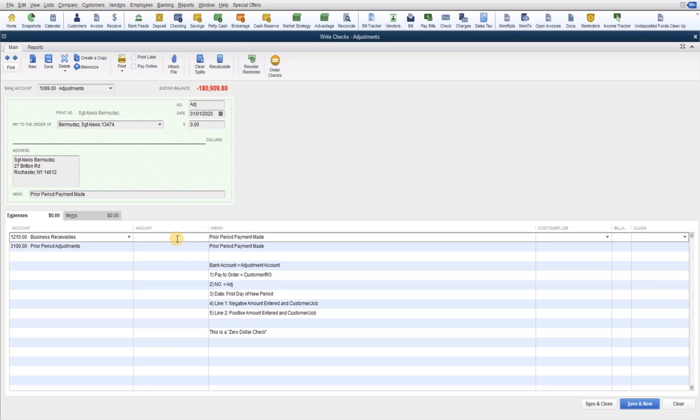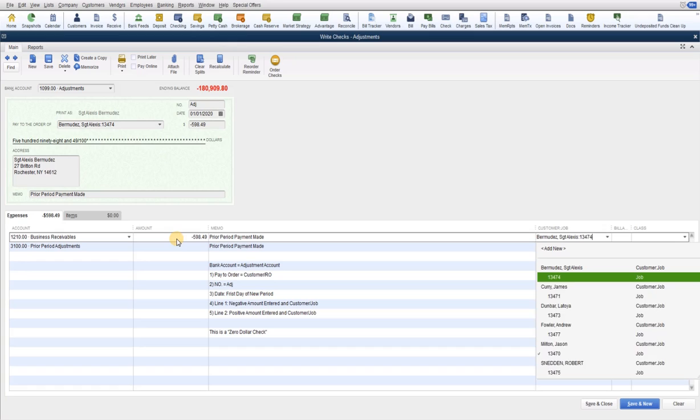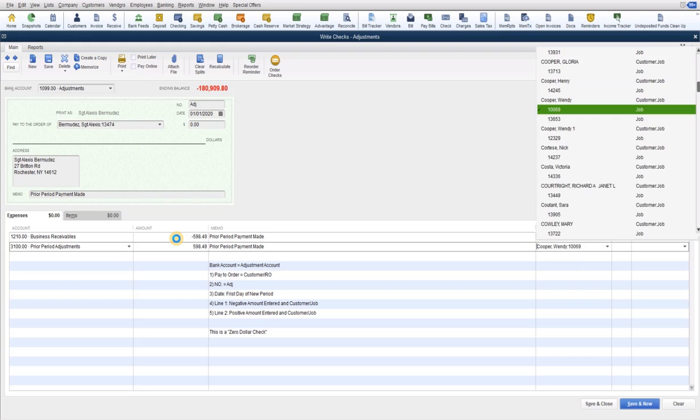And this says I'm going to put in the amount as a negative number. So it's minus 598.49. And then it also tells me that I need to put in the RO number, 13474 here. That's the easiest way to pick up the customer. And then I put a positive, same amount, 598.49. And I put the RO number here again.